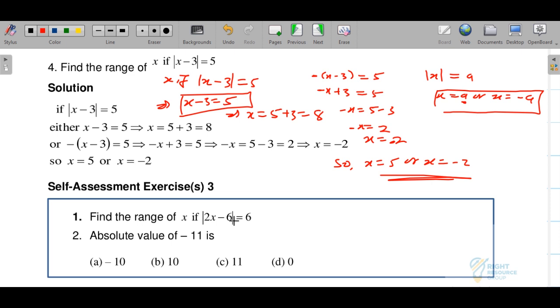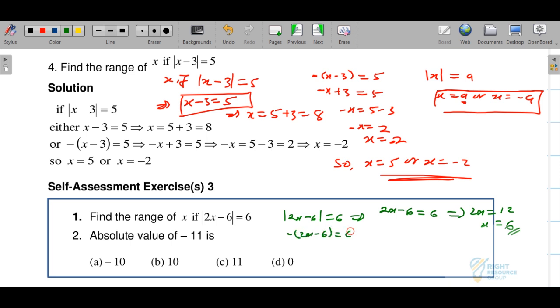So we have some self-assessment here. Please, you can do them on your own. It is very easy, similar to what we've done, right? We have the absolute value of 2x minus 6 equal to 6, which means we are going to have 2x minus 6 equal to 6, which is going to be 2x equal to, bring this side, 12, right? So x is going to be equal to 6.